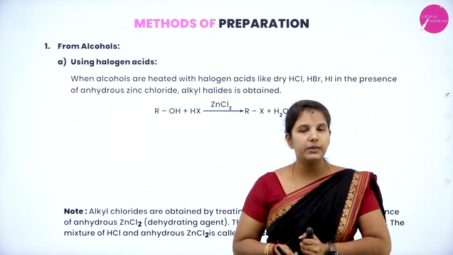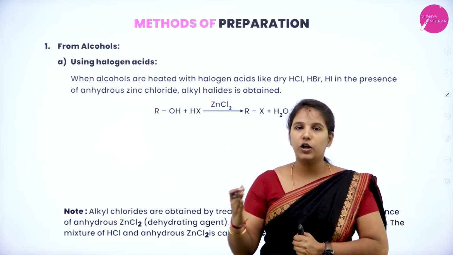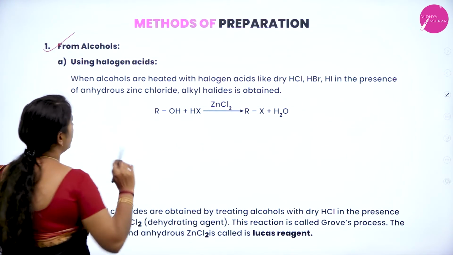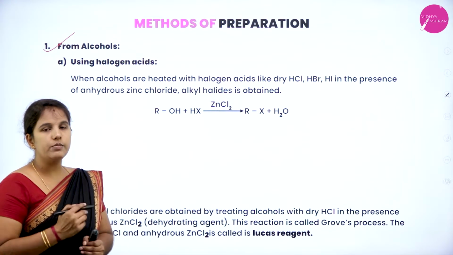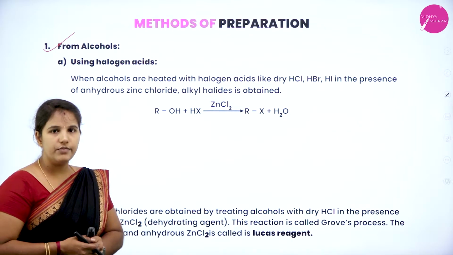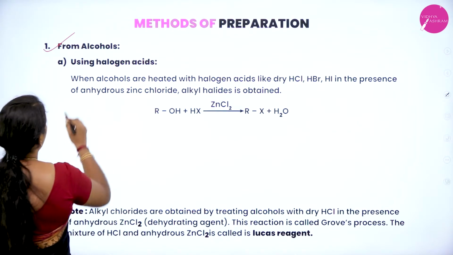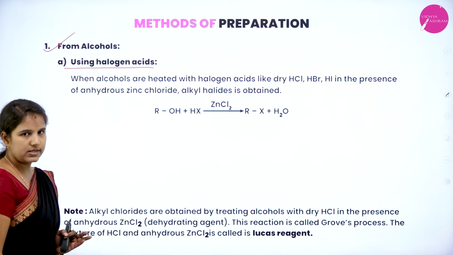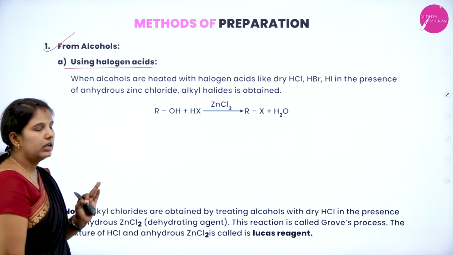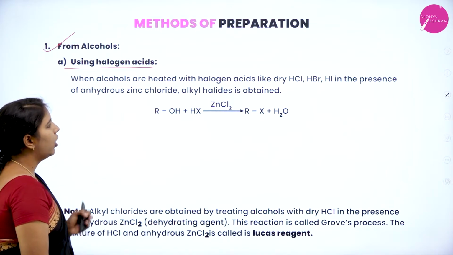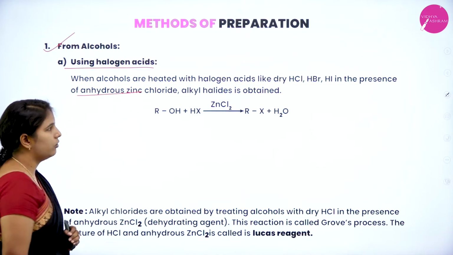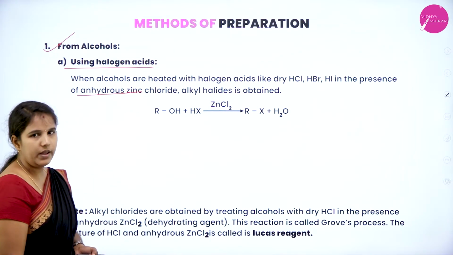Next, we have the methods of preparation of haloalkanes and haloarenes. First, I will go with the important method known as from alcohols. So, by using alcohols, how can we prepare haloalkanes, we will understand first. Okay. So, by using what? Halogen acids. When alcohols are treated with halogen acids like dry HCl, HBr or HI in the presence of anhydrous zinc chloride, alkyl halides will be obtained.